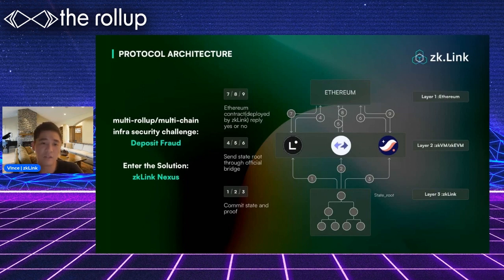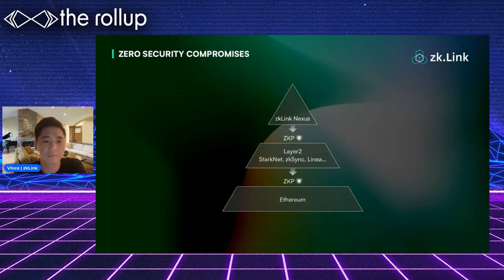And then the Ethereum contract will judge the consistency of the different state roots they receive from the different layer 2s. And if they're the same, it means that the multi-chain, multi-rollup state consistency is confirmed. And in this case, you can always be sure that the deposit information is correct, and there is no way to do a false deposit and rob the other rollup assets.